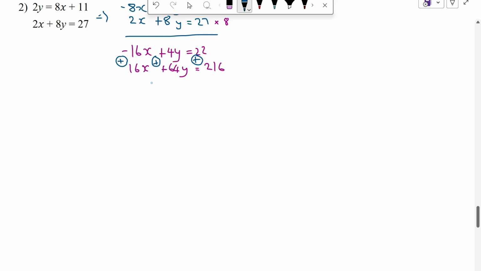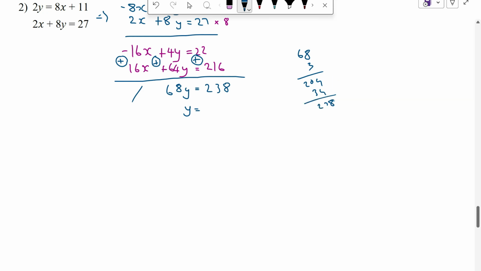Do the same to all of these terms. So plus, we're going to cancel that out. This is 68y, and this will be 238. Okay, so 238 divided by 68. 68 times 3 gives us 204. Missing 34, which is 0.5. So that's 3.5 as our value for y.